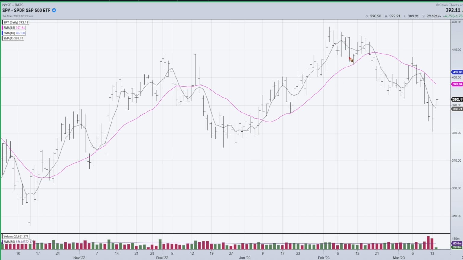Then we get another pullback with a minor little reversal bar right at the 4, after getting stretched away from it, right back to the 18, right after getting stretched away from the 4. Another little short-term push to the upside. Look at this reversal here.